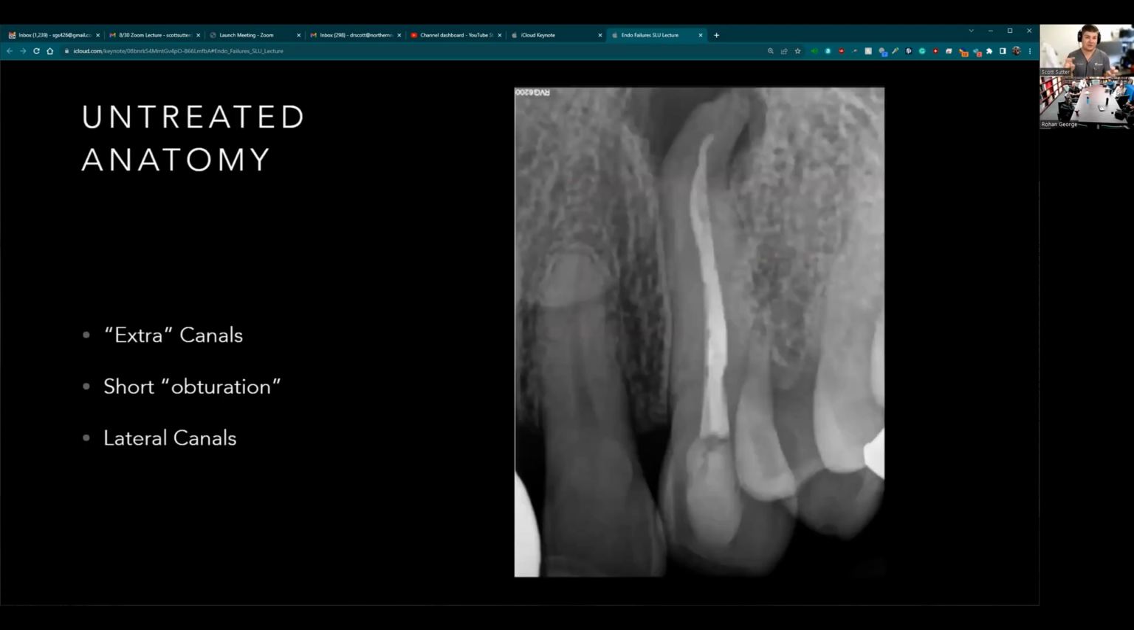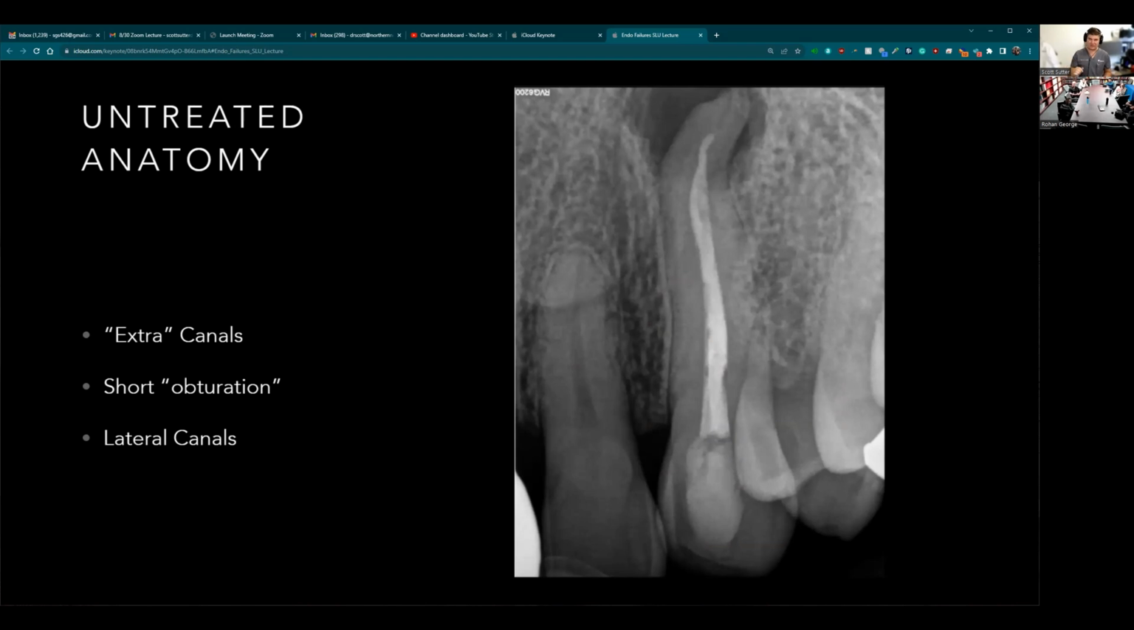You can have extra canals, which is my favorite term, meaning the original dentist didn't find it. You could have a short obturation like you see on the right-hand side. You could have lateral canals. You could have a file that's broken off to impede your ability to get down to the bottom. There's lots of reasons that you have untreated anatomy, but this is by far the most common reason that we have failures and that I have to redo root canals.